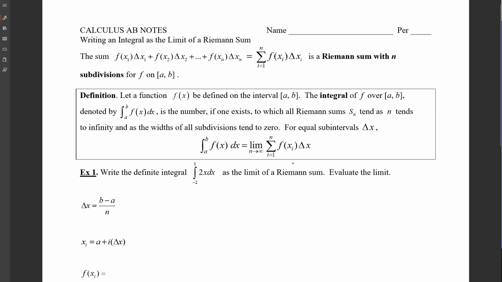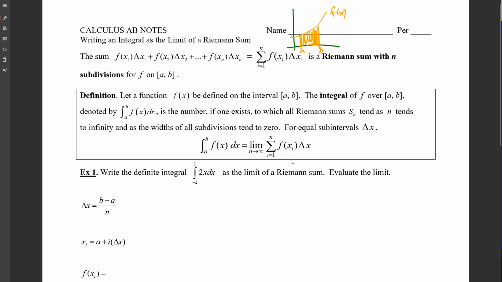What we mean is if we have some sort of function, and let's say that function is this graph right here, f of x, and I wanted to know the area under the curve from a to b. So what I want to know is this area right here under the curve. I can approximate it by using Riemann sums. What does that mean?